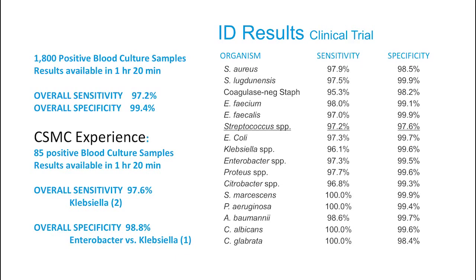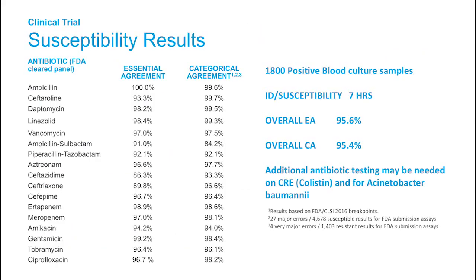We have much less experience. We have not done 1,800 samples yet. In our experience, we've done 85 positive blood cultures so far. Results were available for ID in 1 hour and 20 minutes, as found in the clinical trial. Our overall sensitivity has been about 97.6%. We've had 2 Klebsiella that were not detected. And our overall specificity was 98.8%, with a confusion of 1 culture between Enterobacter and Klebsiella.